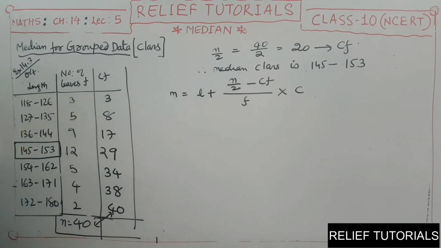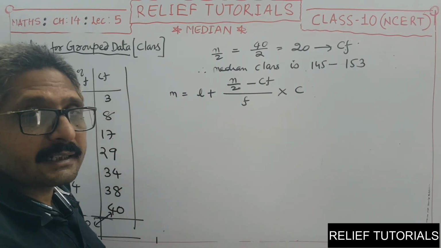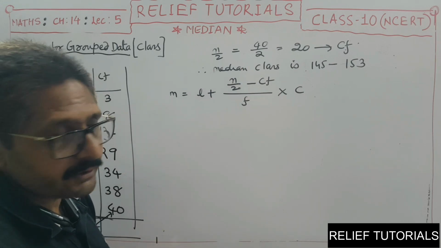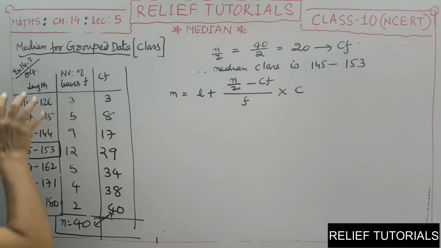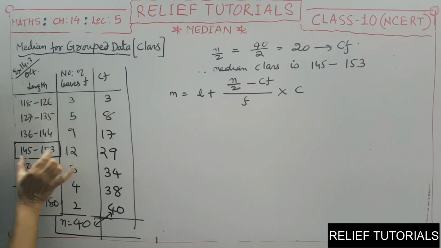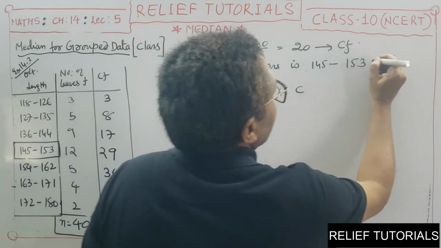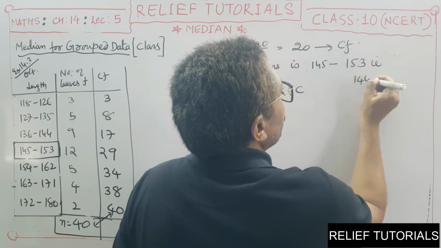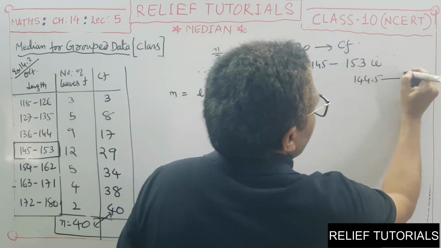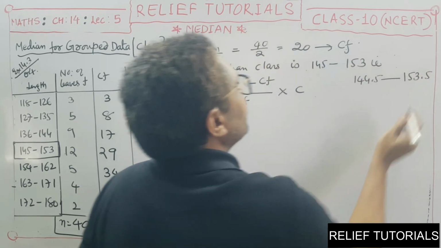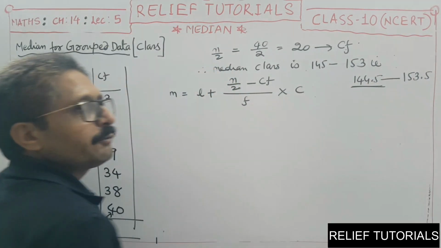But you look here, I told you, now you have to write L. While writing L, you have to keep in your mind whether the given class is continuous or discontinuous. Here it is discontinuous, so we will convert to boundary points, not of each and every class, but of our median class. So 144, 145. What you will write here is 144.5. You subtract 0.5 from the lower limit. For the upper limit you will add 0.5, 153.5. So now our L will be not 145, it is 144.5.